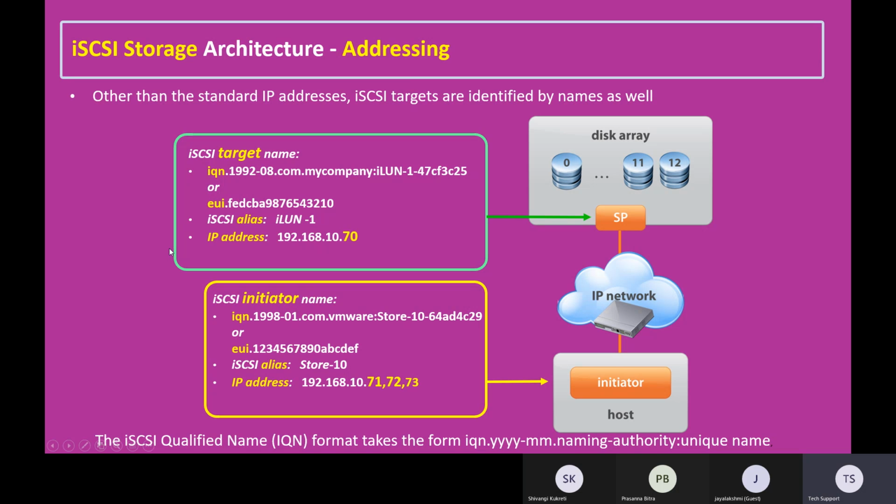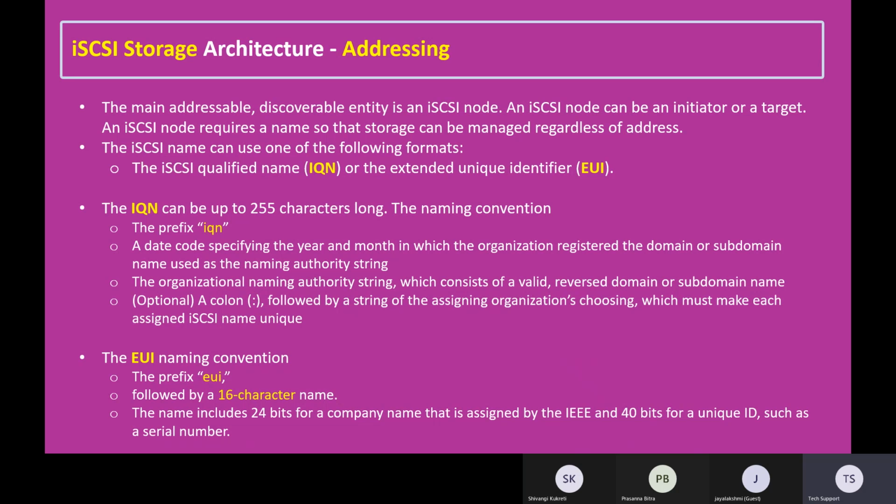Okay, so I'm trying to provide the same points in a descriptive manner. So this is the description for all the addressing. Let's try to understand all the description. The main addressable, discoverable entity is an iSCSI node, and an iSCSI node can be an initiator or a target. If you consider it from the initiator level, it's an initiator. If you consider it from the storage level, it's an iSCSI target. An iSCSI node requires a name so that the storage can be managed regardless of address.